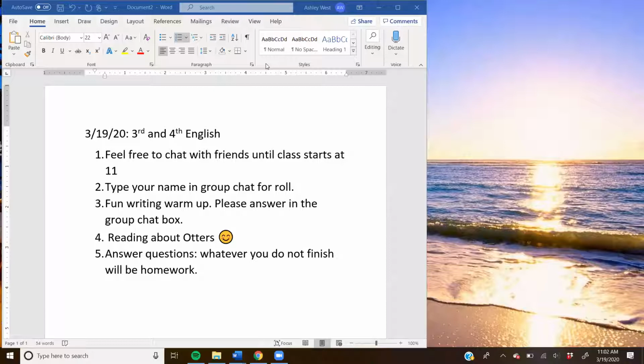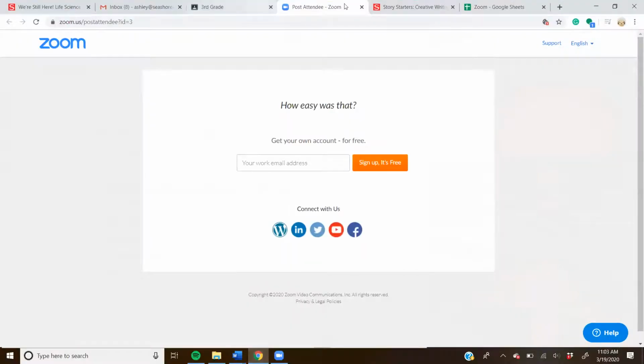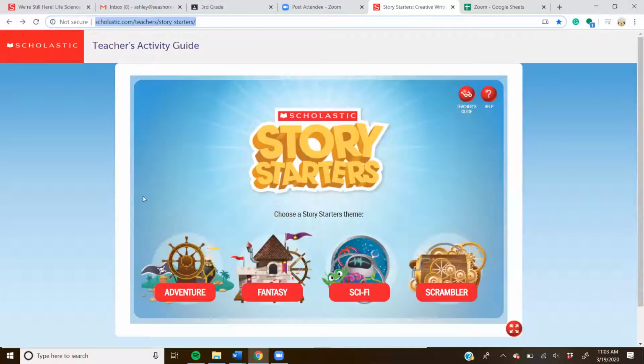So I have a very fun writing activity for us to do. All right, our writing activity is called Story Starters. With your emoji, if you guys can click thumbs up, so I know that you can see our story starters. Or you can give me a thumbs up just with your own thumbs up. Awesome. Thank you. I appreciate it.